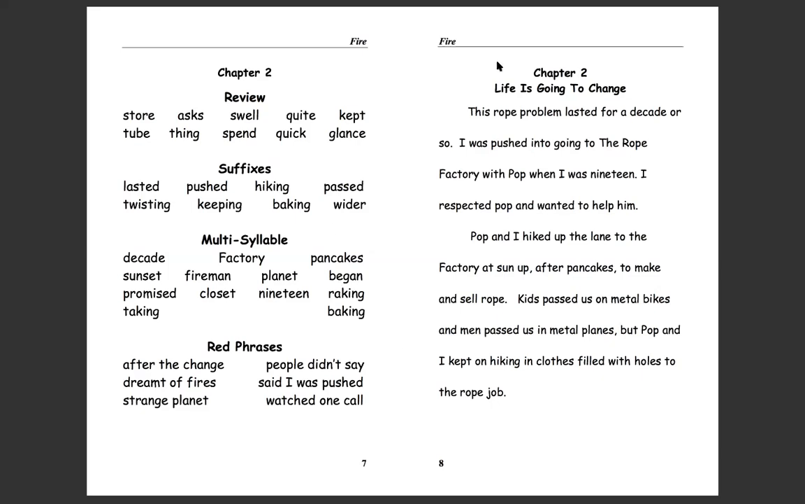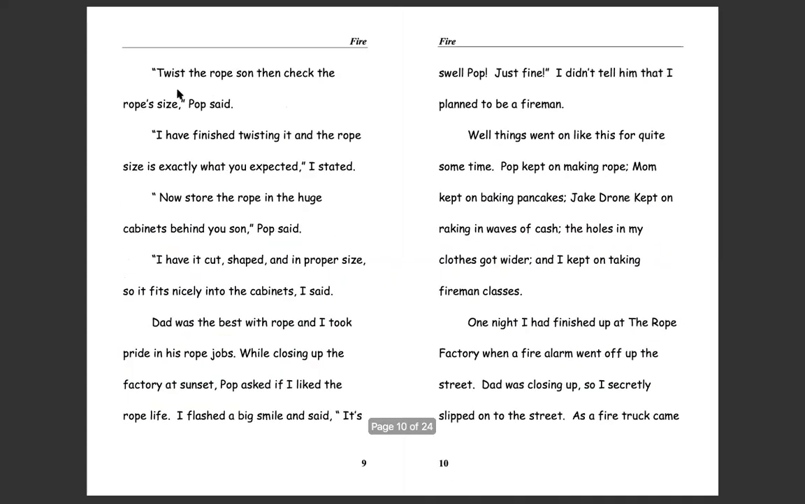So what's going on here? So he's saying that everybody's having metal stuff, but he got pushed to go to the rope factory, and he now has to work there. So yeah, they're working on something.